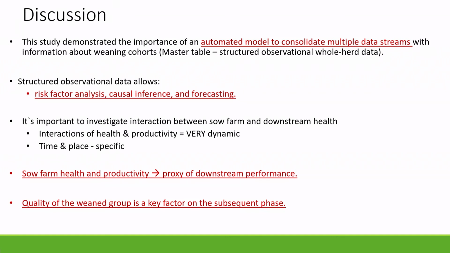And the final message is that sow farm health and productivity are a good proxy of downstream performance. In my opinion, what that means is that the quality of the weaned group is really important once we think about nursery mortality or finisher mortality. So it's really important, when you think about post-weaning mortality, to do a good job and have good quality of weaned pigs downstream.